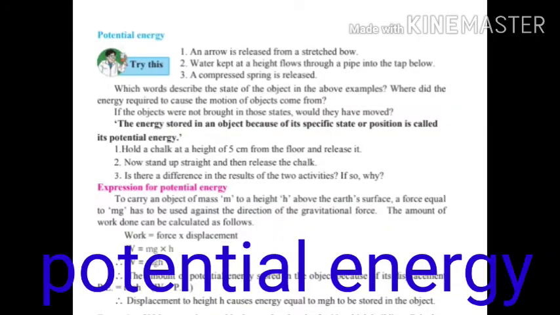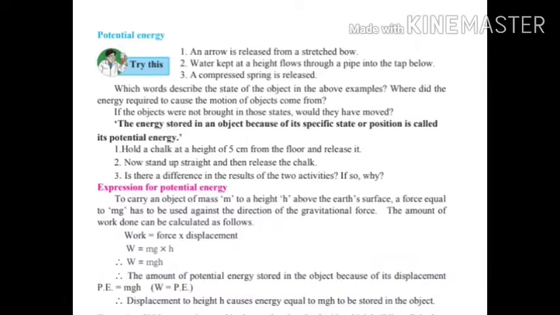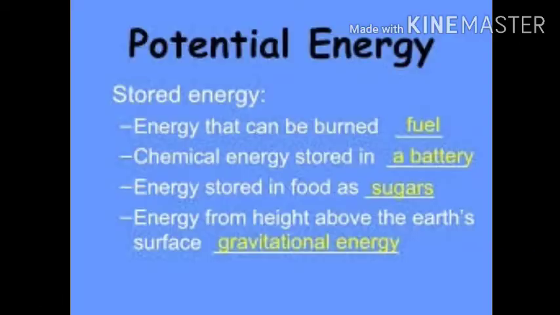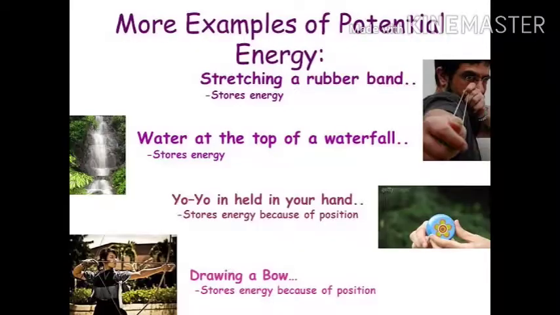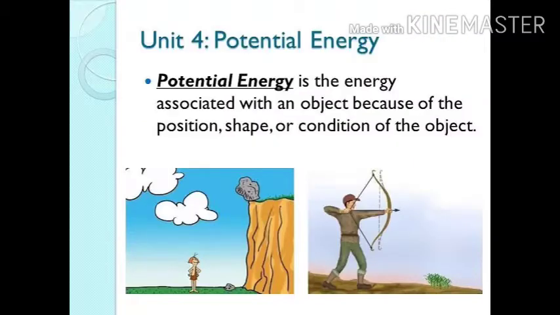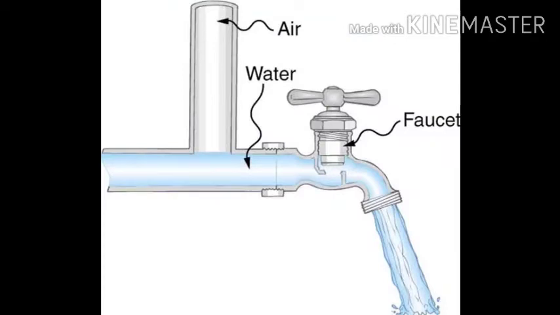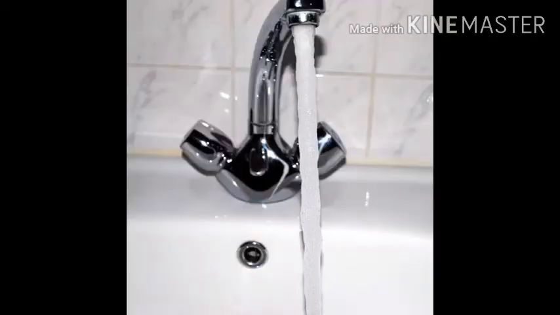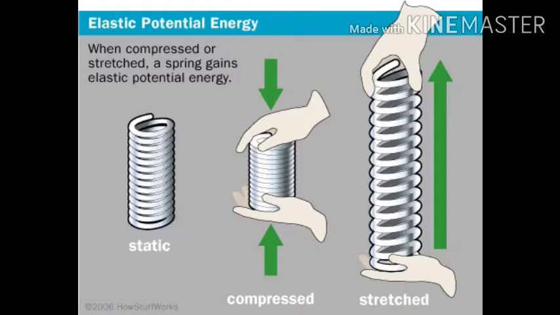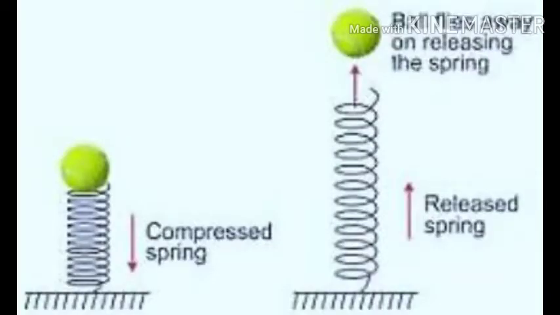Now, potential energy. The energy stored in an object because of its specific state or position is called its potential energy. Examples of potential energy are: number 1, an arrow is released from a stretched bow. Number 2, water kept at a height flows through a pipe into the tap below. Number 3, a compressed spring is released.